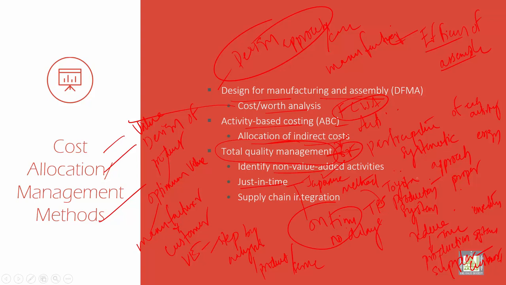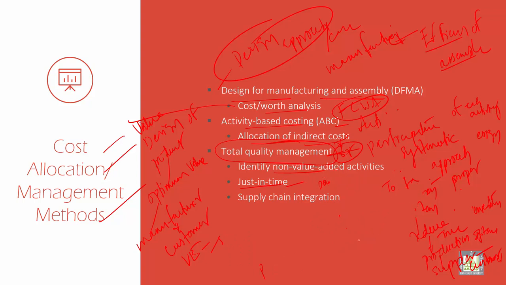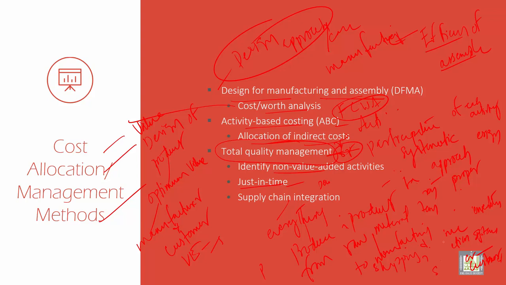Okay. Finally, we have supply chain management. Supply chain management is actually alignment and coordination with the supply chain. It refers to everything needed to produce a product, from raw material to manufacturing, then shipping and customer support.